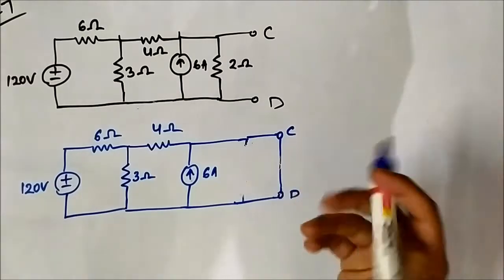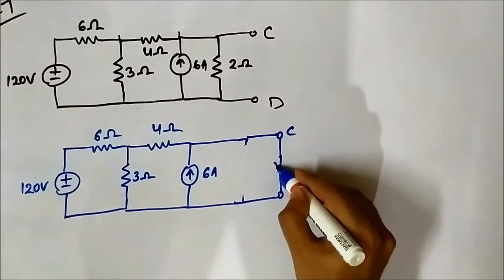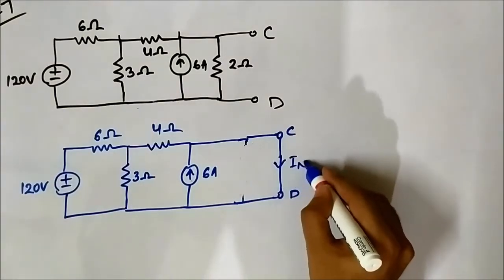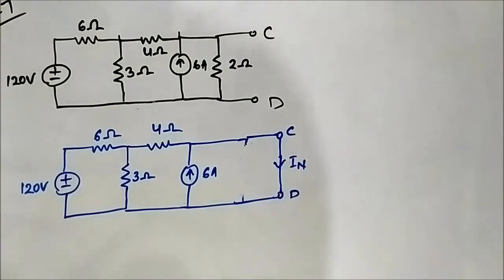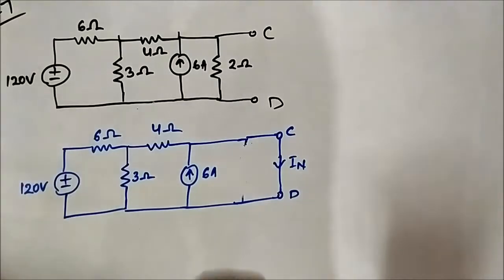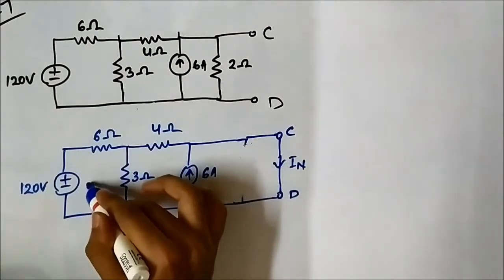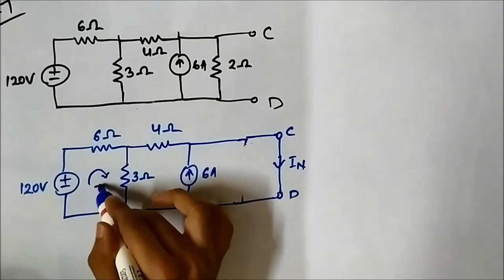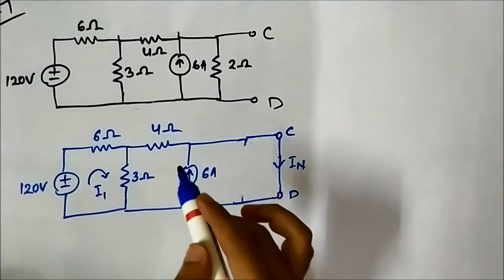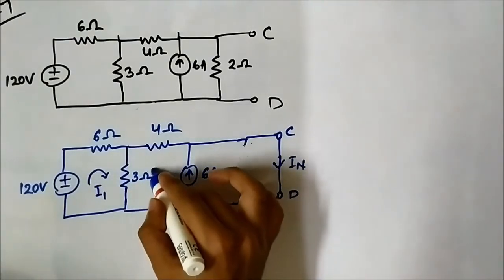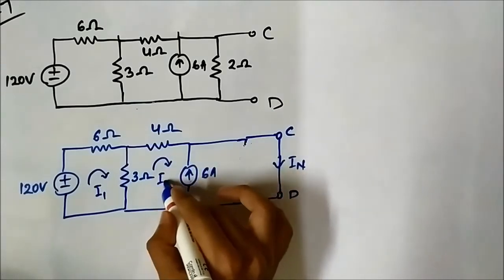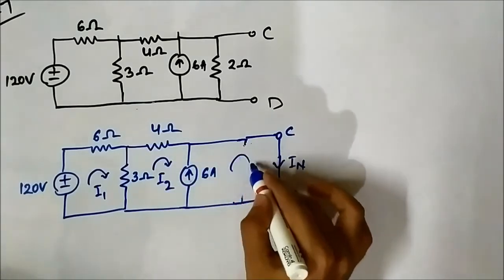So now we have to find this current IN, the Norton current flowing through this short circuited path. We will use mesh analysis here. First let us assign the mesh currents. Here it is I1, let's say. Here let's say it is I2, and this is IN, the Norton current.